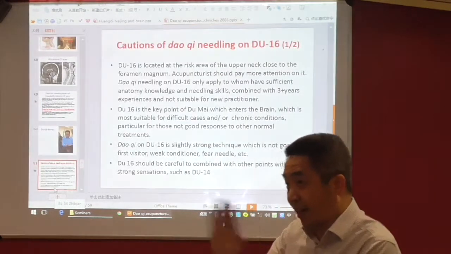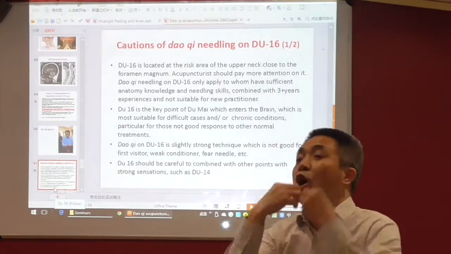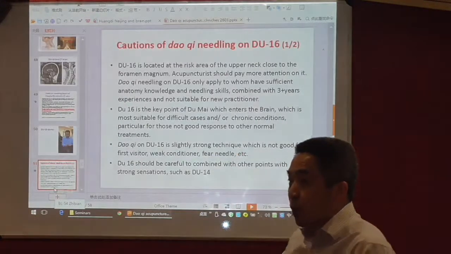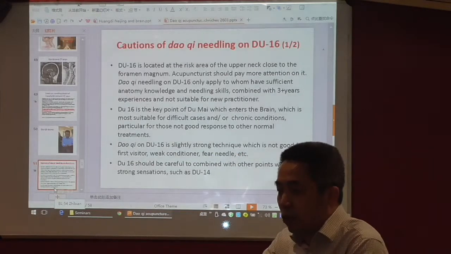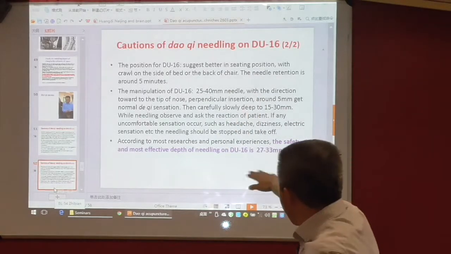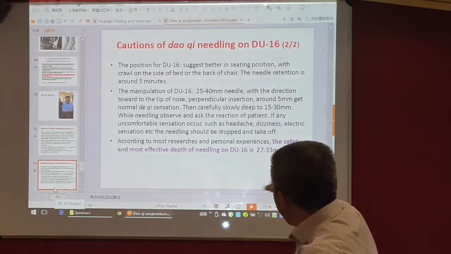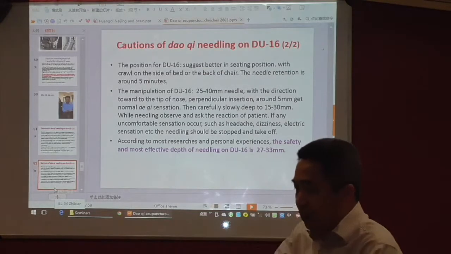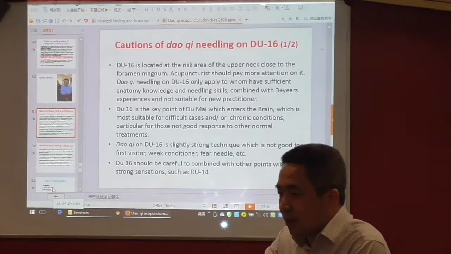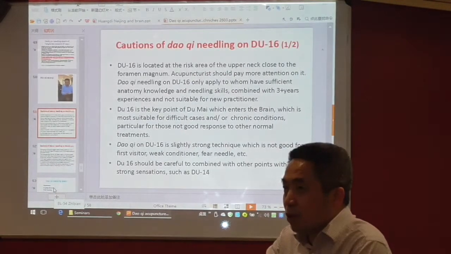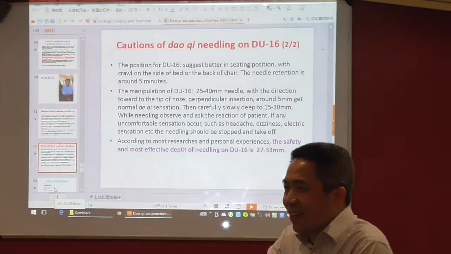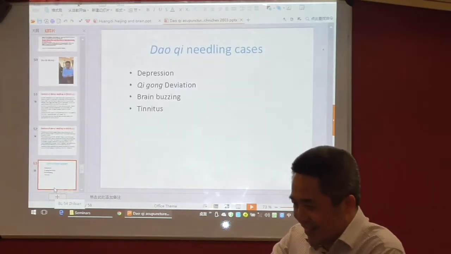So I demonstrate, and of course I give very clear cautions. I verbally tell you what to be careful about with this one and this one. Many cautions and notices, and of course the needle itself. So the safest depth is about this. We make it very clear.